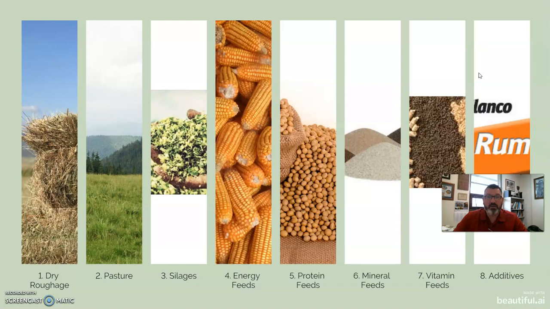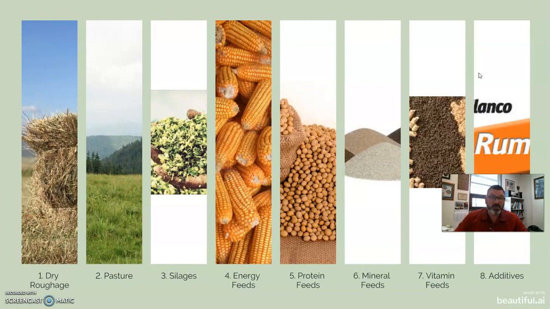First is, of course, dry roughage, which is like your hays. Of course, you can't talk about feeding without pasture. Silages is number 3 here, and that would include anything wet forage, whether it's corn silage, alfalfa silage that's chopped wet and stored, fermented, wheatlage, any of those kind of things.